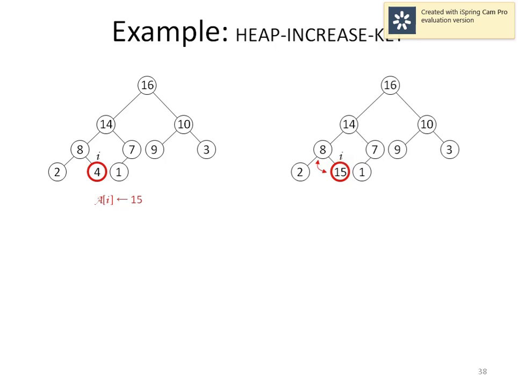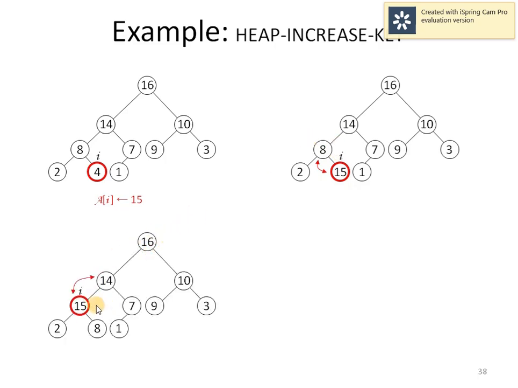Also, the parent of i is stored at index position i/2. So 9/2 will give us 4. So at index position 4, we have 8. So 8 is less than 15. Yes. So we will exchange these two values and also update i to parent of i. That means i will be updated to index position 4 now. So we will have something like this.